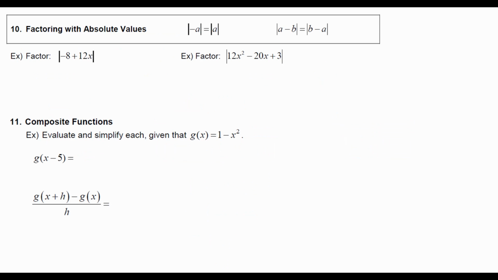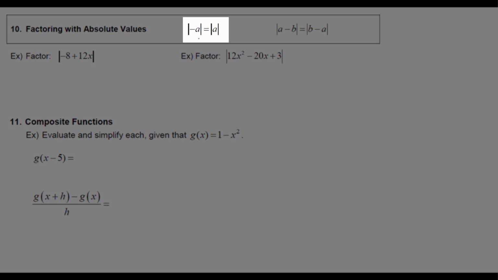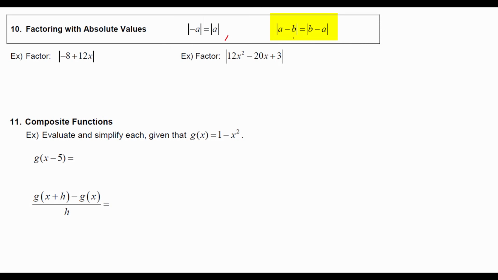Number 10, factoring with absolute values. As you know, the absolute value of negative 3 and the absolute value of positive 3 are equal. So when you just have an absolute value of negative a as a single factor, you can actually call that the absolute value of a. And the absolute value of a minus b is equal to the absolute value of b minus a.